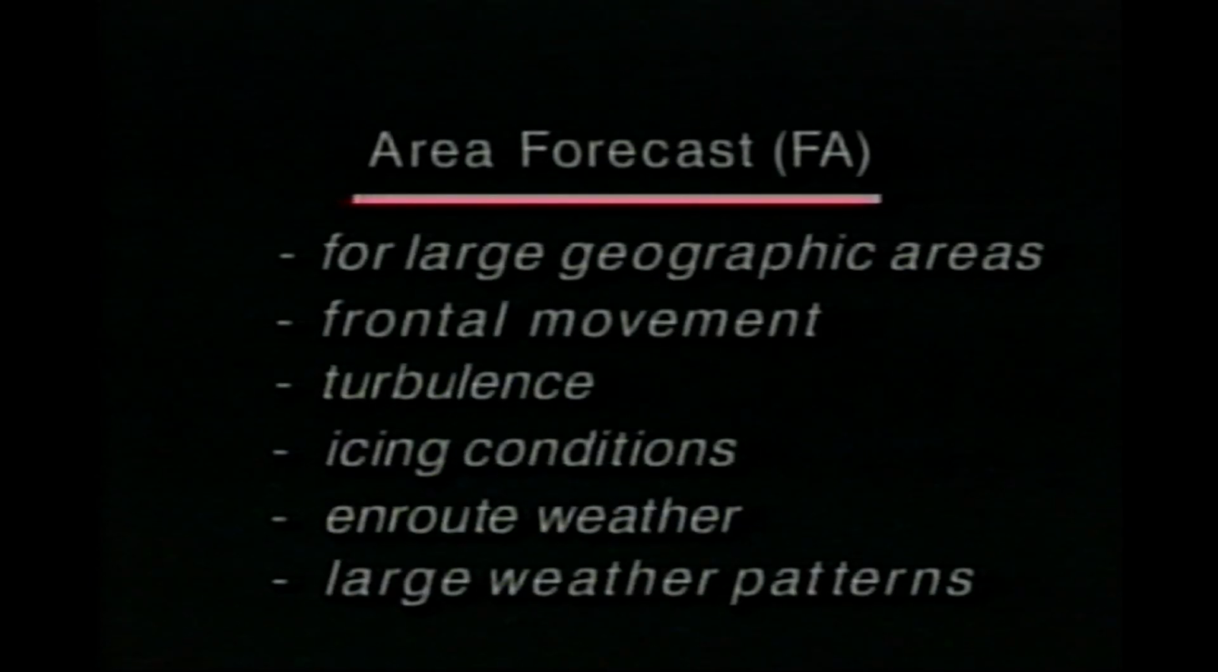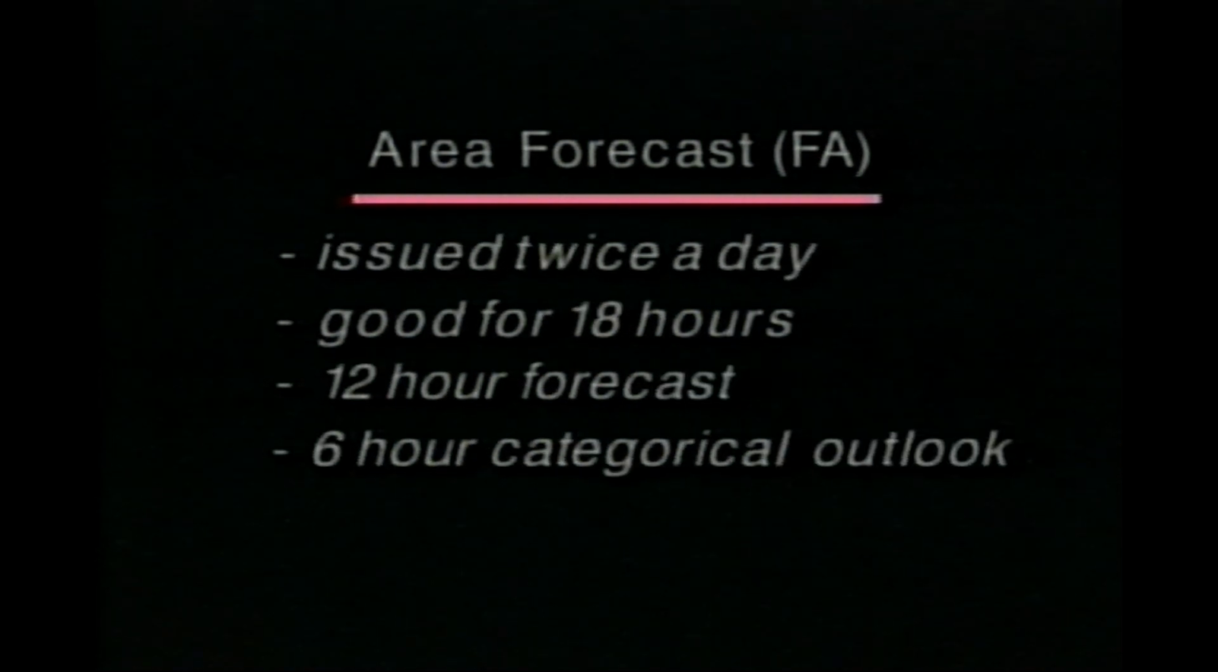Area forecasts, abbreviated FA, are printed forecasts for large geographical areas up to several states. It's a single source for forecast frontal movement, turbulence, icing conditions, en route weather, and large weather patterns. They're issued twice a day and are good for 18 hours, a 12-hour forecast, and a 6-hour categorical outlook.